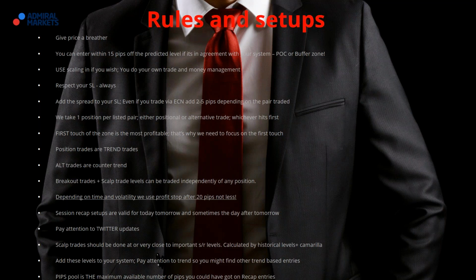Of course, guys, depending on time and volatility, we use profit stop up at 20 pips, not less. Session recaps are valid for today, tomorrow, and sometimes the day after tomorrow. Please pay attention to my Twitter updates, because I might update the trade analysis if something unexpectedly happens, or if we see a revised setup.